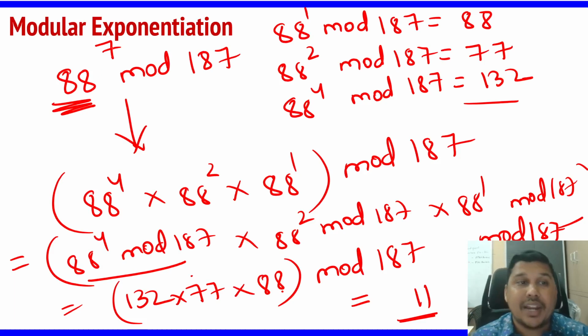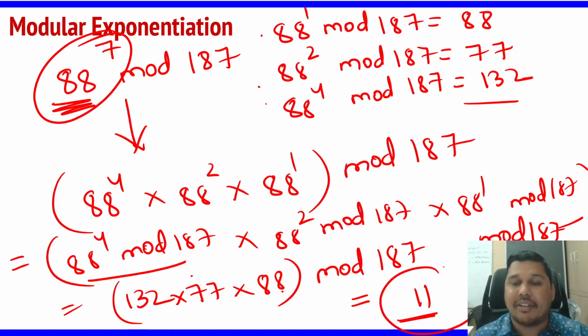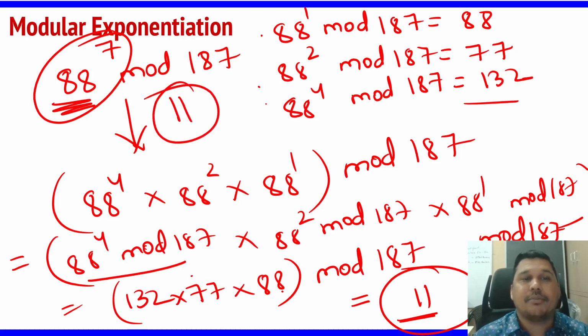So instead of calculating 88 power 7, that lengthy value, we are trying to reduce it like this. You are finding out 88 power 1, 88 power 2, 88 power 4, and you are simplifying it like this. So the answer is 11 in this case: 88 power 7 mod 187 is 11. So the first attempt is to simplify the expression a power b. If it is not being simplified, you apply this approach.